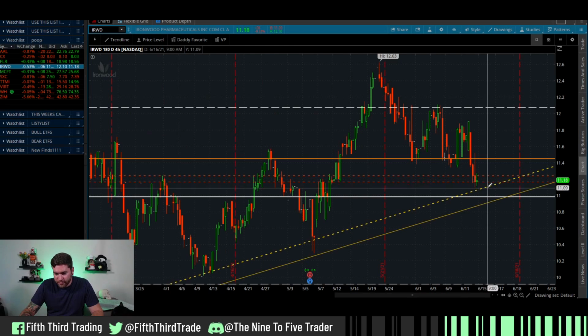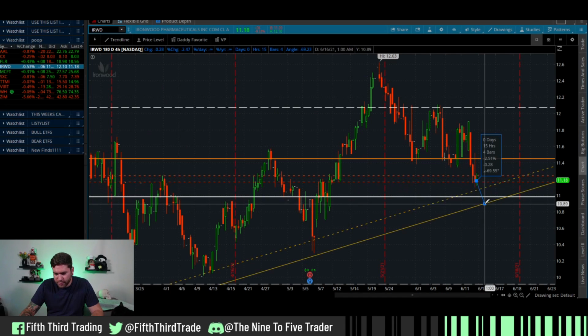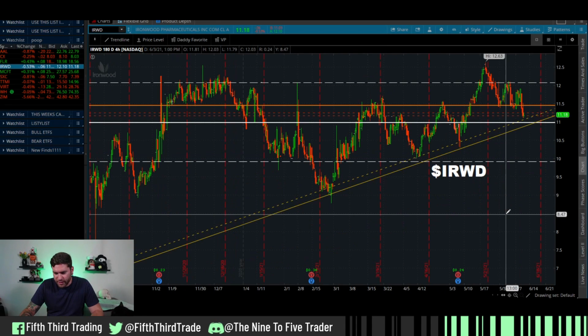POC, support, support, and support. You lose 3 or 4%, it all breaks down, get rid of it, move on. IRWD, great reward, low risk. I like it a lot. Let's check the indicators.